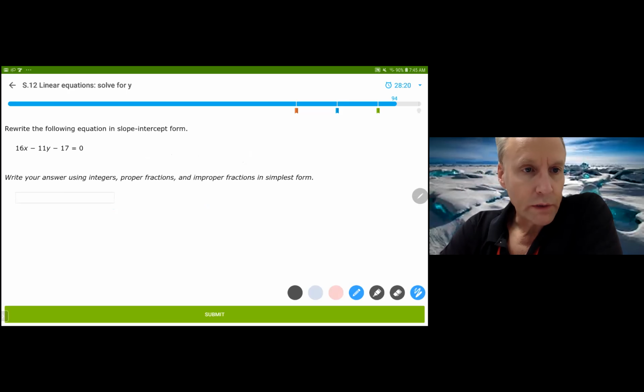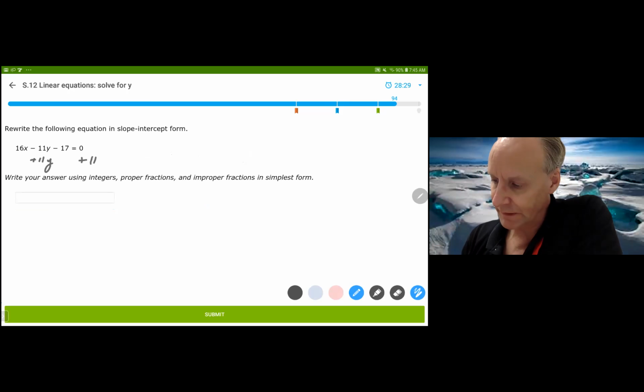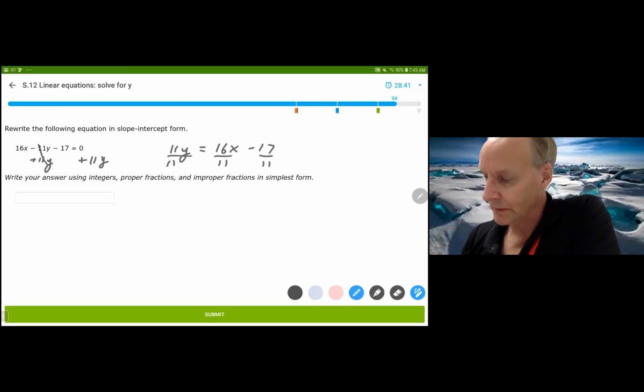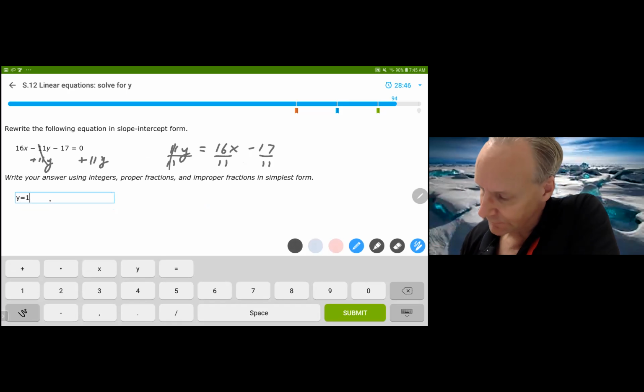And we have our weird looking standard form. And again, I'm going to do that trick one more time. I'm just going to add the 11y because the whole point to the exercise is to get y by itself, get that y alone. So I have 11y is equal to 16x minus 17, and I'm going to divide all the terms by 11. And I'm done. I'm not even going to rewrite it. I'm going to write y equals 16 over 11 x space minus 17 over 11.